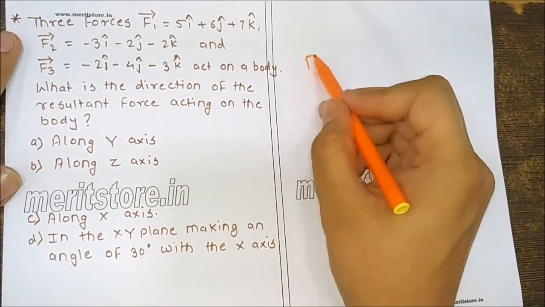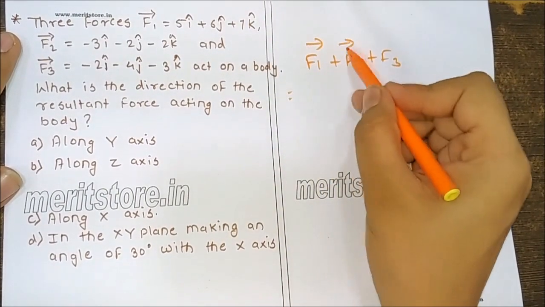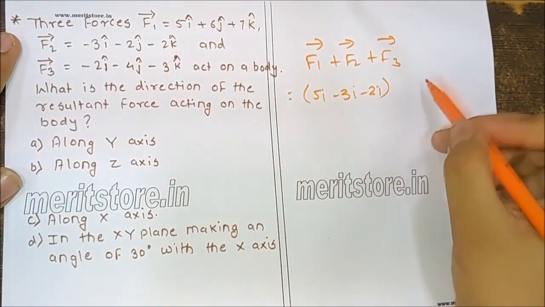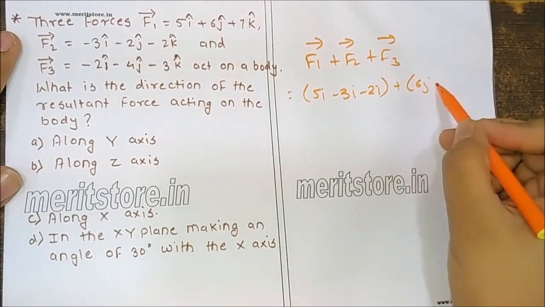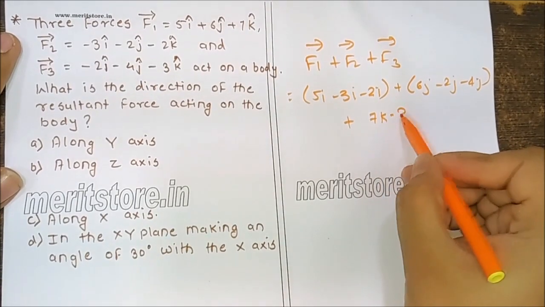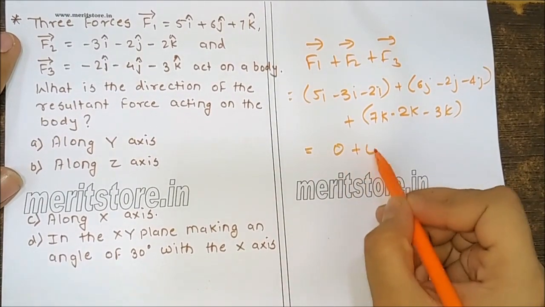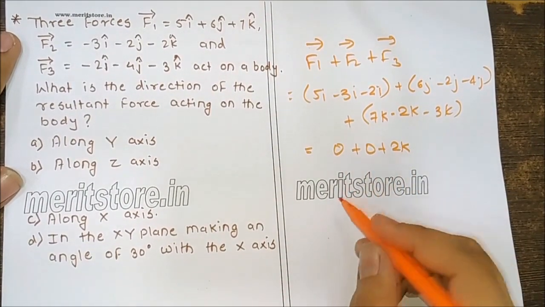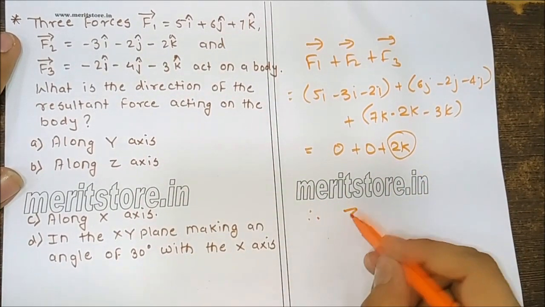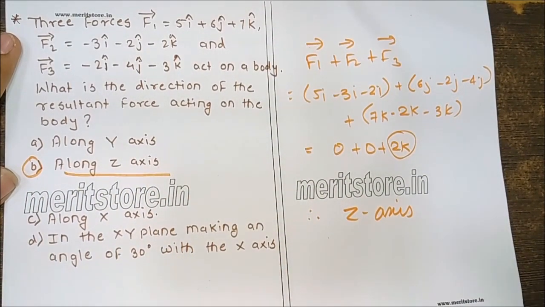Now to solve this question, we know F1 + F2 + F3 is equal to 5i - 3i - 2i + 6j - 2j - 4j + 7k - 2k - 3k, which on solving we get 0 + 0 + 2k. Therefore, the direction of the resultant is along the z-axis. So option B, along z-axis, is the correct answer.